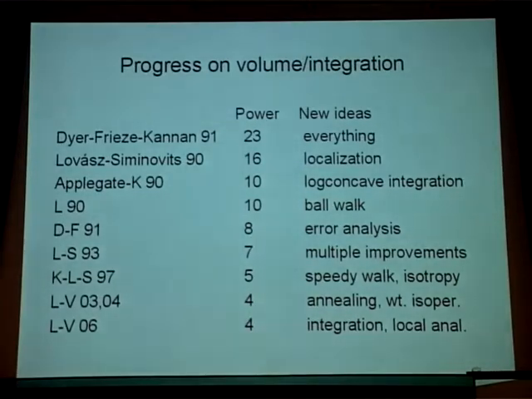The original walk by Dyer, Frieze, and Kannan was a walk on a discrete subset of space, on a fine lattice. 8 was just improved error analysis. Lovász and Simonovits had multiple improvements. They introduced more general techniques, this mixing directly from conductance and things like that. KLS introduced isotropy and an analysis technique called the speedy walk. And then with Lovász, the annealing algorithm and this notion of weighted isoperimetry. And then this all extends to integration. You can integrate any log-concave function in n to the 4 steps, or maximize.